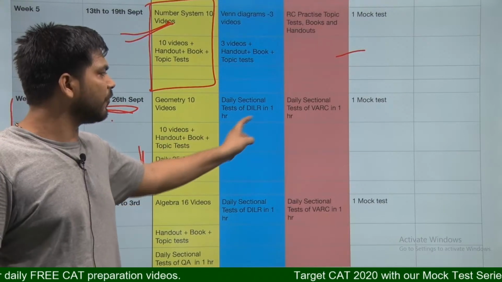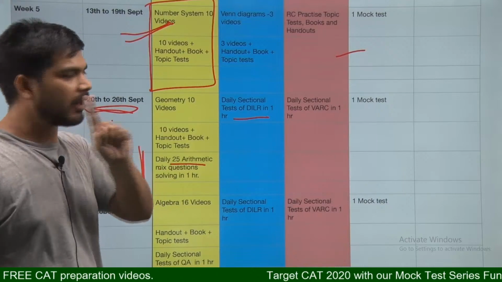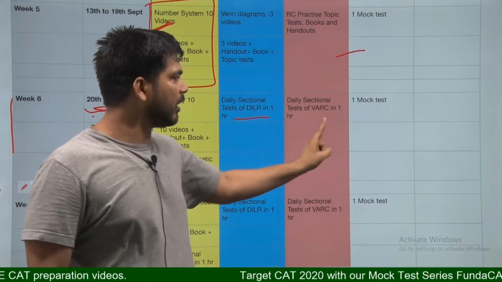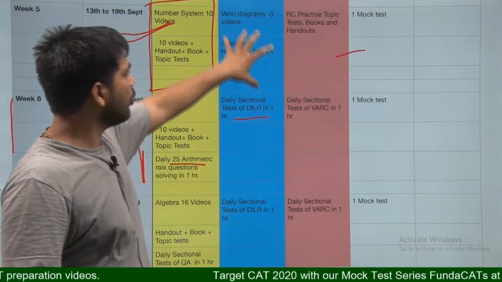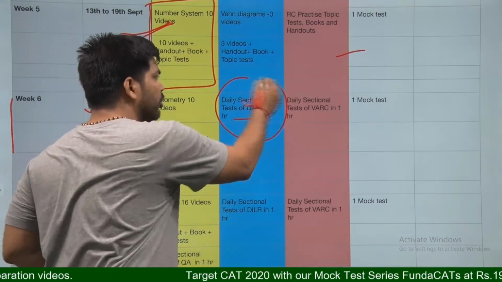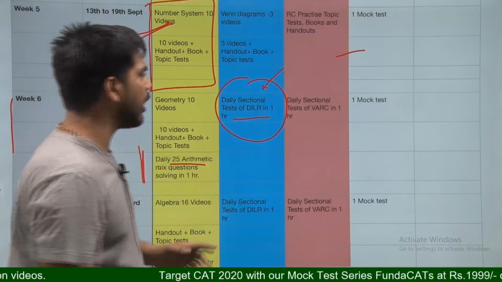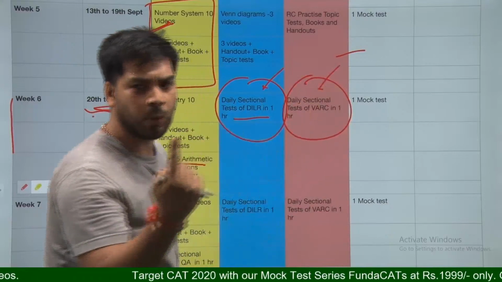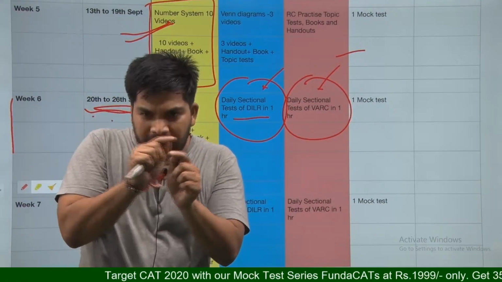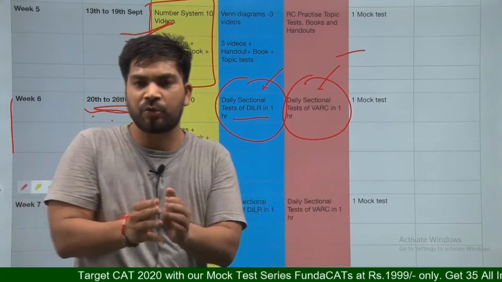Daily sectional test of DILR in 1 hour, daily sectional test of VARC in 1 hour, right? Now you should cut down DILR practice to only 1 hour and VARC practice to only 1 hour. Set the timer, see how many questions you are able to do in 1 hour, right? So it should be like a sectional test.